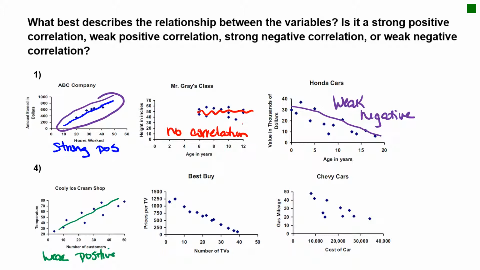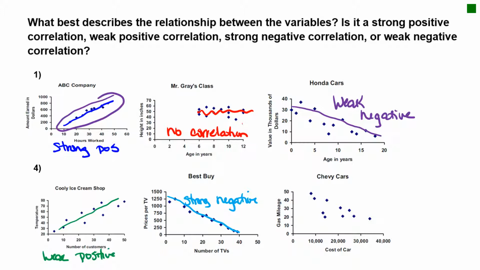All right, Best Buy, number of TVs and the prices per TV. Okay, that was a horrible line. I cannot draw that very well, but I would definitely call that negative. Do y'all call that negative with me? It's going down. And what do you think, strong or weak? I think strong, because look how close those points are to that line. And that makes sense. The more TVs you sell, they can lower the prices of the TVs, right?